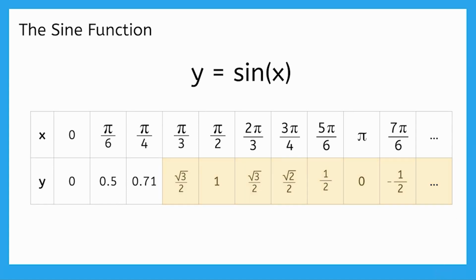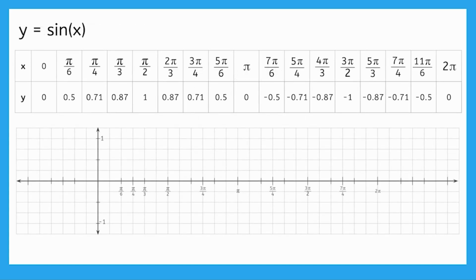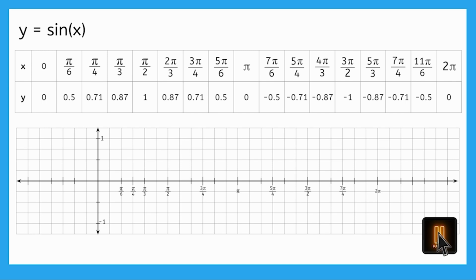Hopefully these values look familiar. Just like in the last few lessons, we can use some memorization and some patterns to recall the sine of every value between 0 and 2 pi. Be sure to check your work before we move on. Now let's get graphing. Pause the video now to plot these points and draw a smooth curve connecting them.